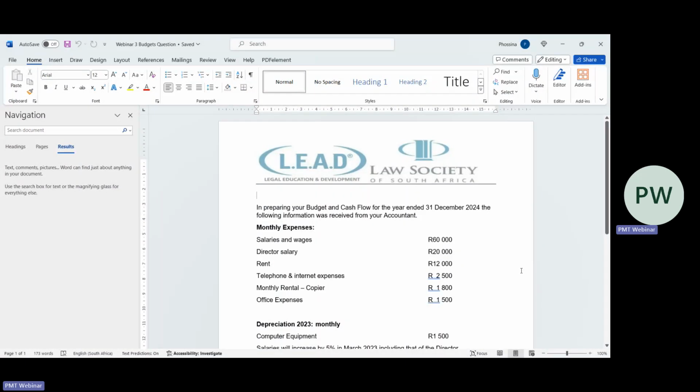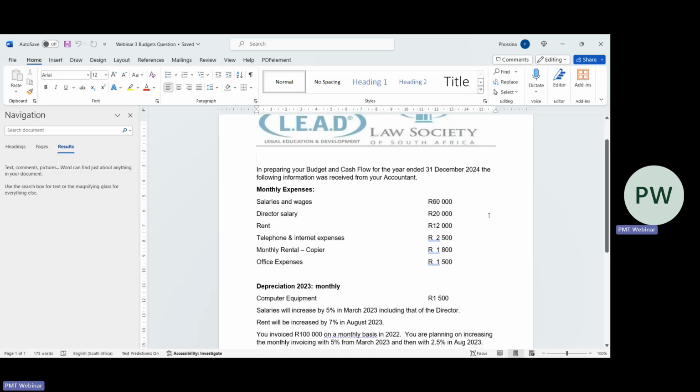Okay, this is our budget. We're given a question: in preparing your budget and cash flow forecast for the year ended 31 December 2024. Remember, budget means the income statement. So we are looking into the future. Currently we are in January 2024, so we are looking into December 2024. We are preparing our budget. Usually we prepare it a year before.